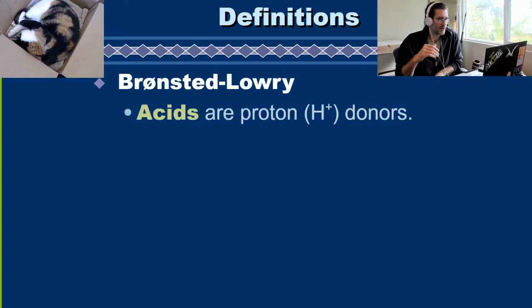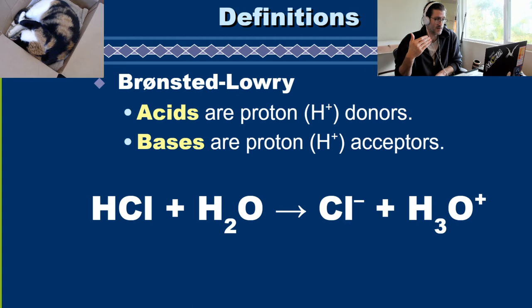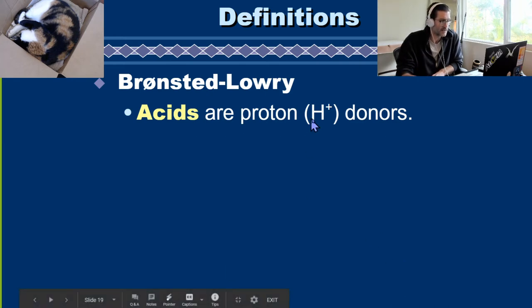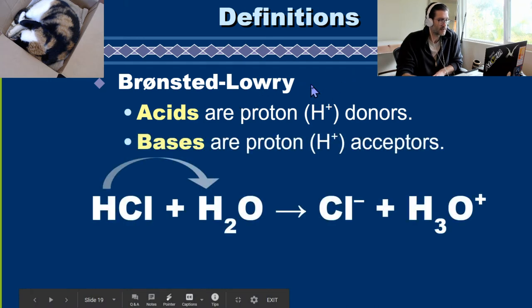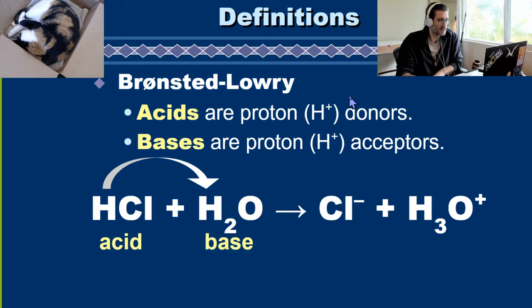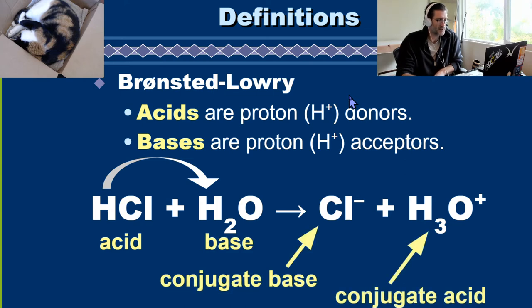So we have Bronsted-Lowry, who says that acids are proton donors, so they donate protons. Bases are going to accept protons. So here we have HCl and H2O. HCl is the acid, it's donating its proton to H2O, which is the base in this situation. HCl, the acid, forms its conjugate base, Cl minus, while H2O, the base in this situation, forms its conjugate acid, H3O plus. So, there's the acid, there's the base, there's the conjugate base, and there's the conjugate acid.